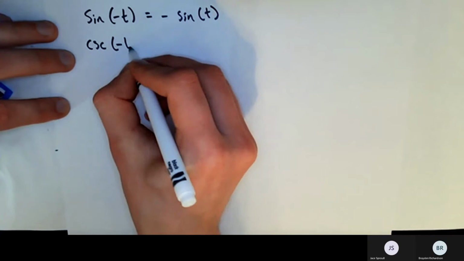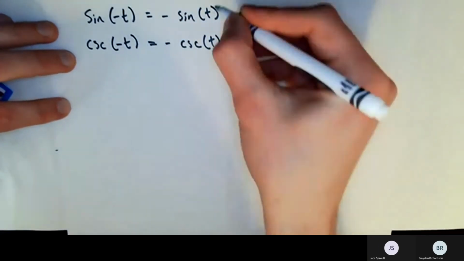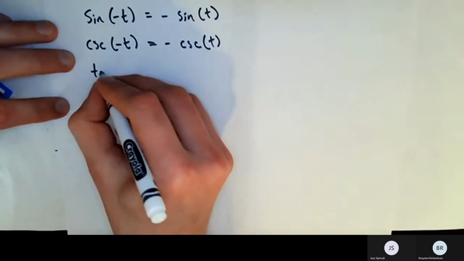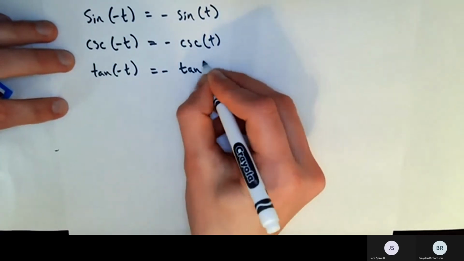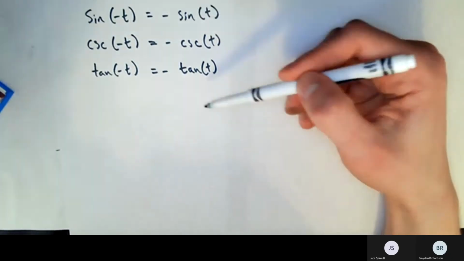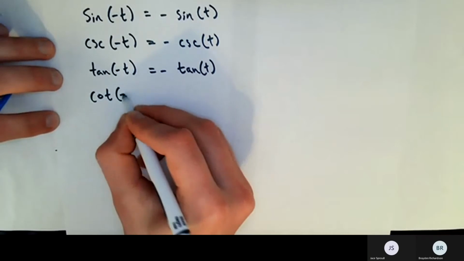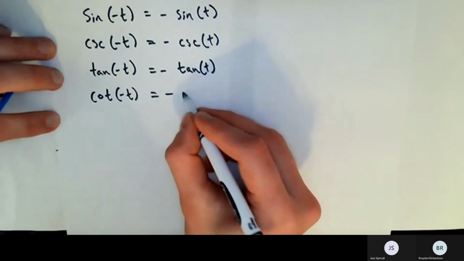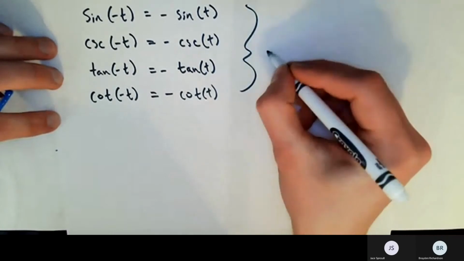Likewise, cosecant of negative t is equal to negative cosecant of t. So that kind of makes sense since these are reciprocals of each other. Tangent of negative t is also going to be odd. So these are nice properties to keep in mind. If you've got negatives inside of these three functions, or actually the cotangent as well, you can just pull them outside. That's a good property. These are all odd.